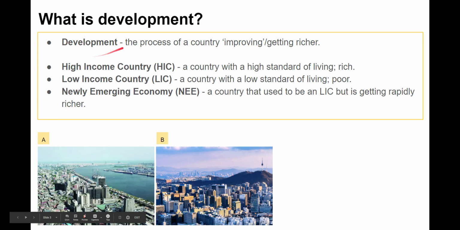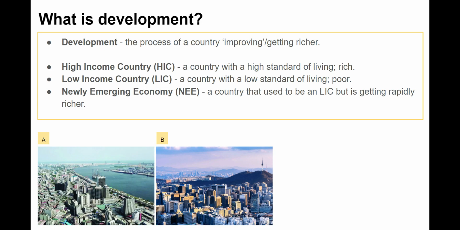So our first word is development. When we talk about development in geography, what we're talking about is the process of a country improving or getting richer. During this topic we're going to be talking about rich countries and poor countries, what some of the reasons are that some countries are more developed, that means richer, than others, and also what some of the impacts of that are.